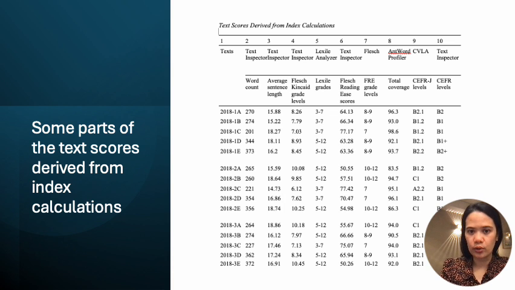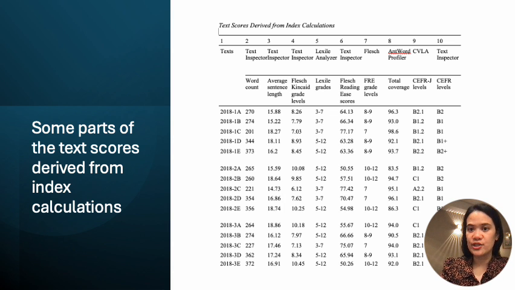For example, the 2018 1A text has 270 words with an average sentence length of 15.88, indicating that there are typically about 15 words per sentence. The Flesch Kincaid grade level is 8.26, which means that the text is more suitable for 8th grade students in the US system.